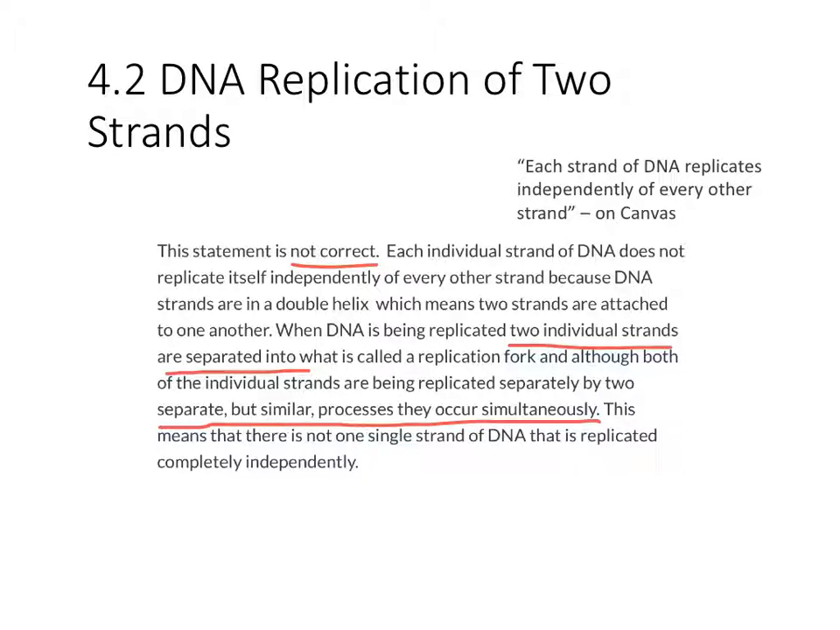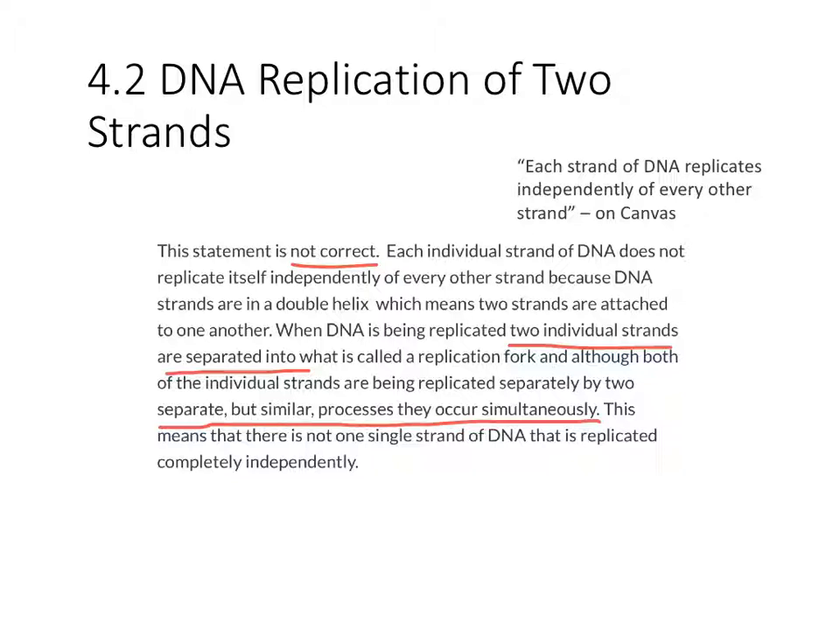So I think the question here is, if two strands are replicating at the same time, at the same place in the chromosome, does that mean they're independent or dependent? Anybody have any thoughts about that? Yeah. The process starts by splicing them into the two halves, so I would think that they don't replicate independently.